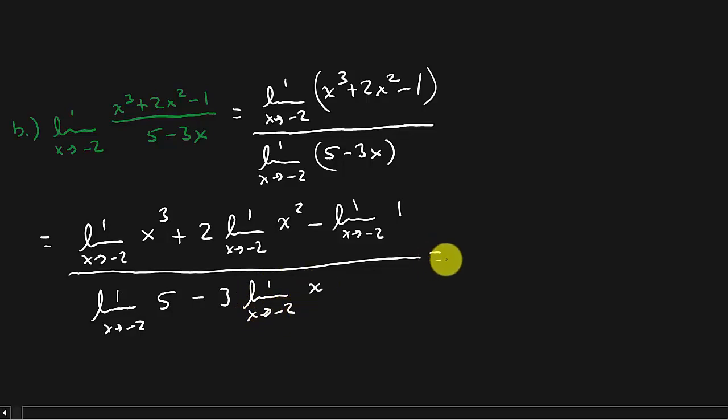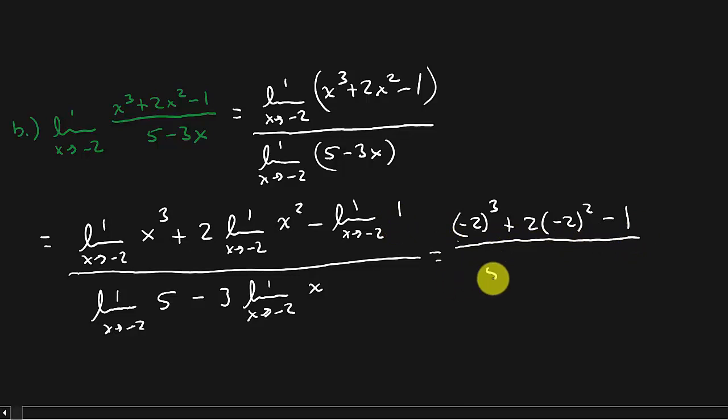And so that's going to give us, now I can just plug the negative 2 in, so that's negative 2 cubed plus 2 times negative 2 squared minus 1, limit of a constant, that's just that constant term, and then that's going to be 5 minus 3 times, and then I plug the negative 2 in for x. And then when I evaluate this, I end up with negative 1 over 11 as my answer.